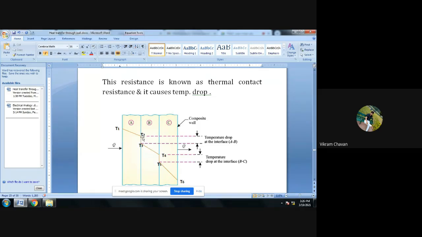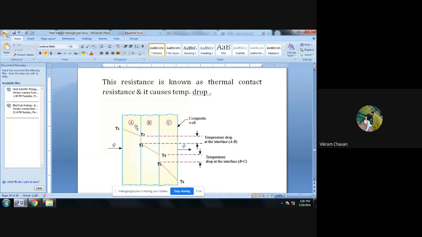क्योंकि यहाँ पे इंटरफेरेंस रेजिस्टेंस मिल रहा है हीट ट्रांसफर के लिए. ओके, जो एयर ट्रैप्ड है वो रेजिस्ट कर रही है हीट ट्रांसफर के लिए. सो जो टेम्परेचर वॉल बी का एंट्री लेवल का टेम्परेचर है वो वॉल ए के एग्जिट टेम्परेचर से कम रहेगा. सो यहाँ पर हमें डिफरेंस दिखाई दे रहा है.